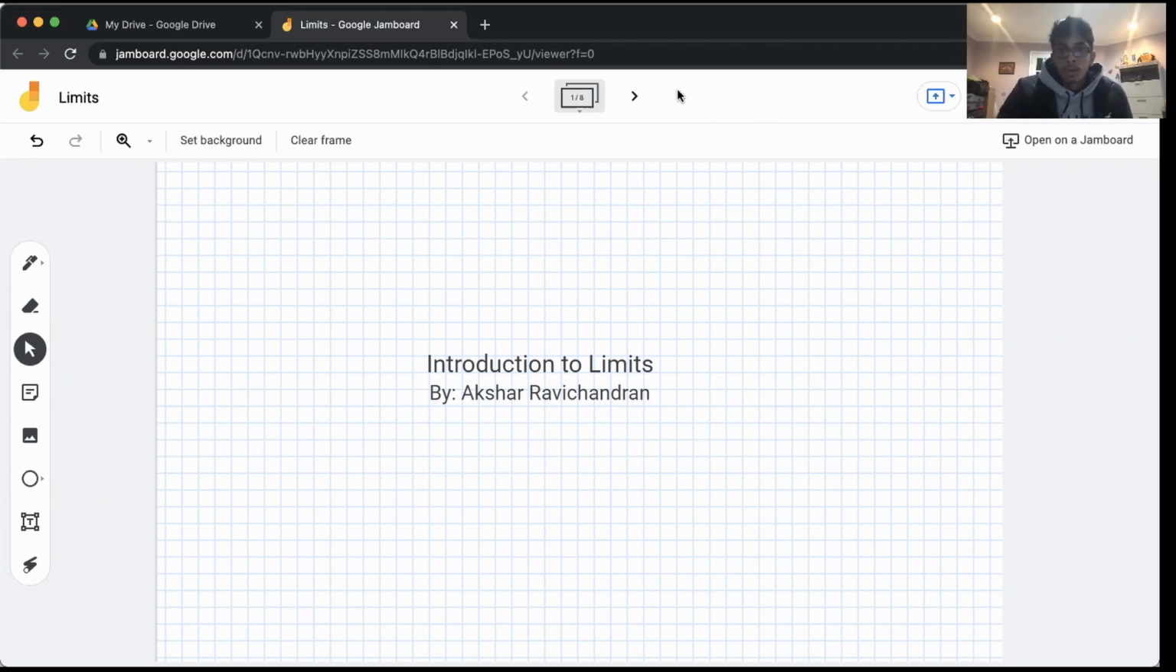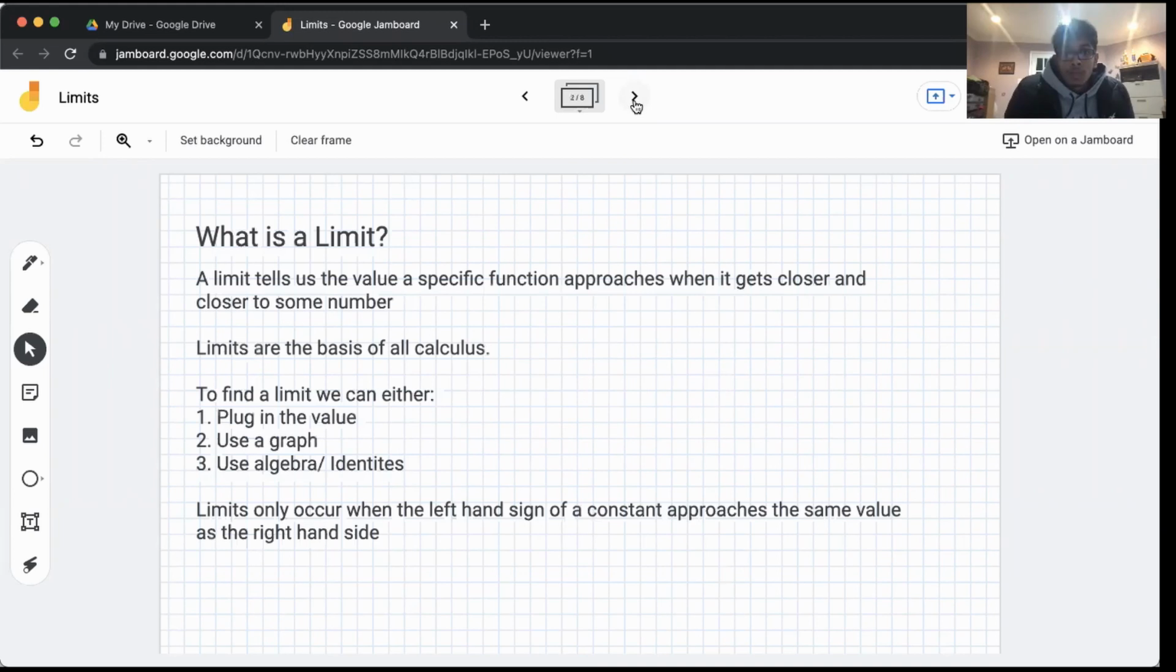So let's begin by asking the question, what is a limit? A limit tells us the value a specific function is approaching when it gets closer and closer to some number. Limits are the basis of all calculus. To find a limit, we can either plug in the value, use a graph, use algebra, or identities. Keep in mind that limits only occur when the left-hand side of a constant approaches the same value as the right-hand side. So let's begin by practicing.